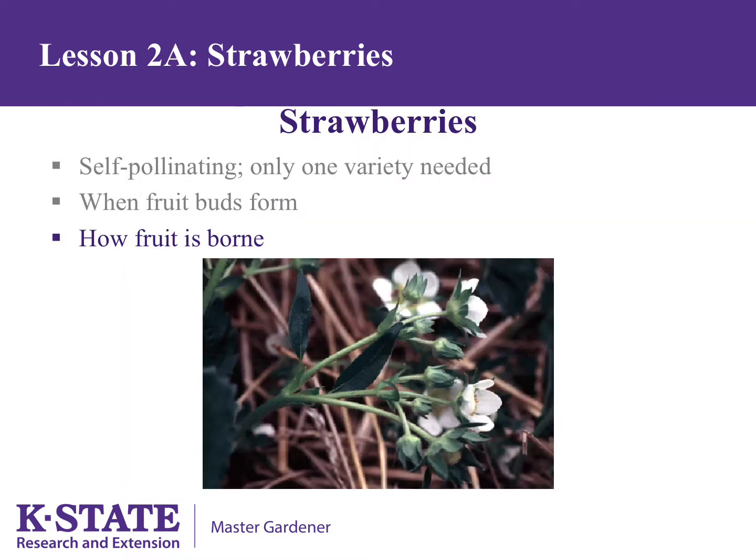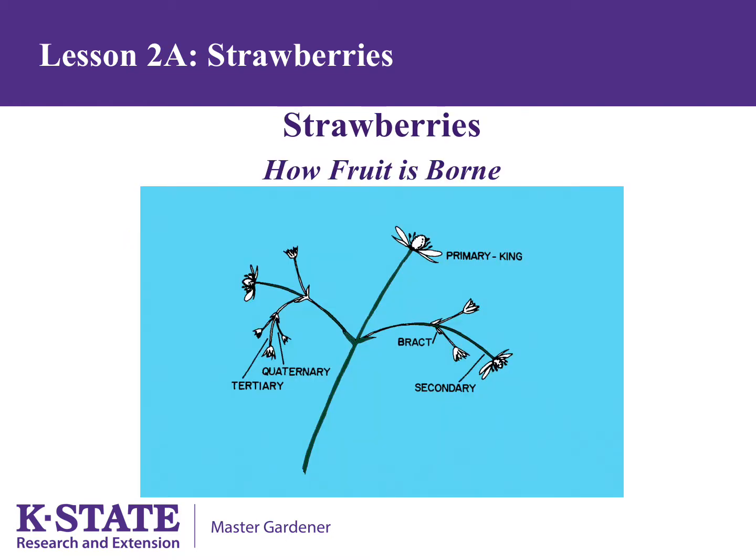Strawberries bear fruit in a cluster in a specific pattern. Let's see how this works. The first strawberry to ripen in a cluster is called the primary or king berry. It is also the largest berry in a cluster. 2 secondary berries ripen next. You can see them in the illustration on the ends of the side branches. They are smaller, but still good size.